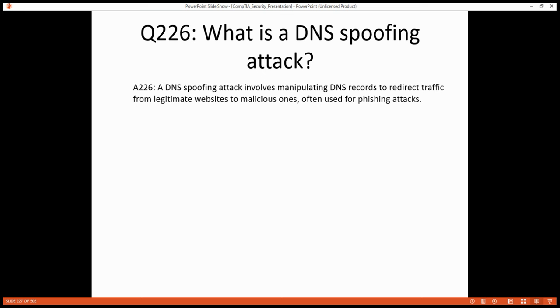Q226. What is a DNS spoofing attack? A226. A DNS spoofing attack involves manipulating DNS records to redirect traffic from legitimate websites to malicious ones, often used for phishing attacks.